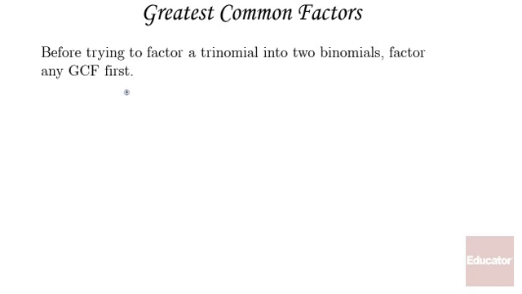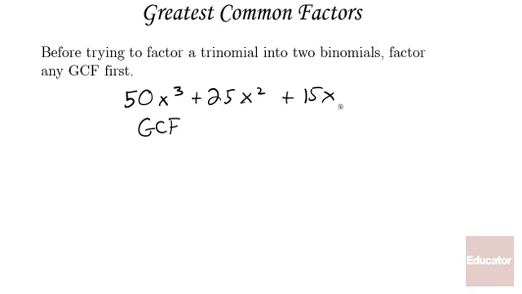Just for example, if you had, say, a trinomial 50x cubed plus 25x squared plus 15x, before you went into the whole method of trying to write this as a polynomial with 4 terms and grouping and all, first notice that you do have a greatest common factor. Looking at the numbers, you have a greatest common factor of 5, and with the variables, there's a greatest common factor of x.